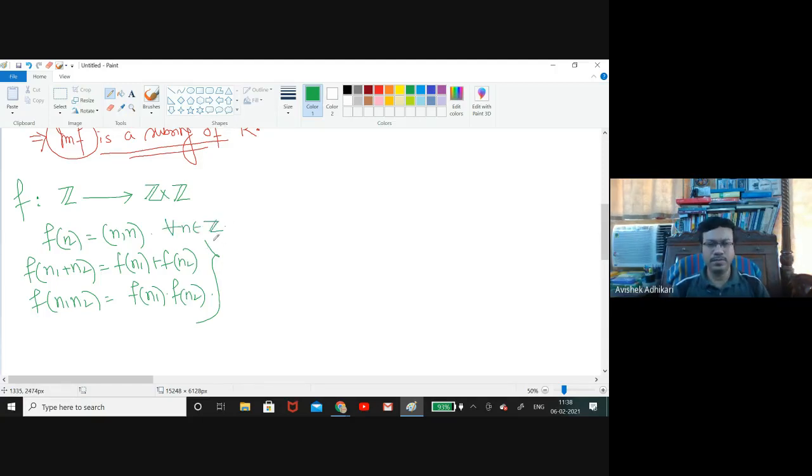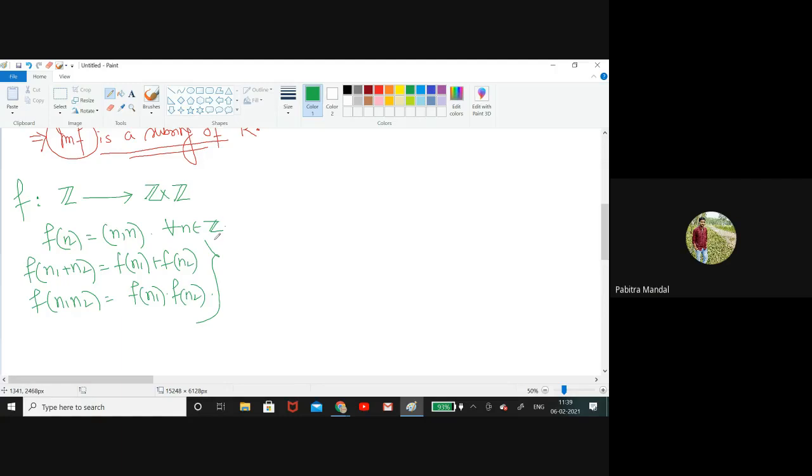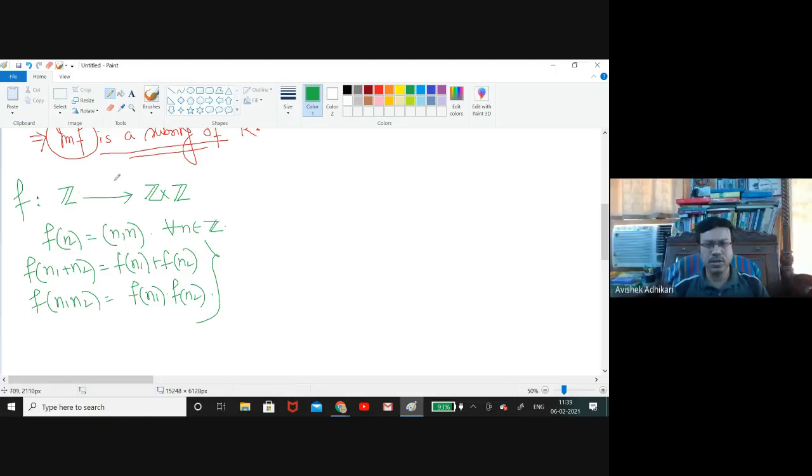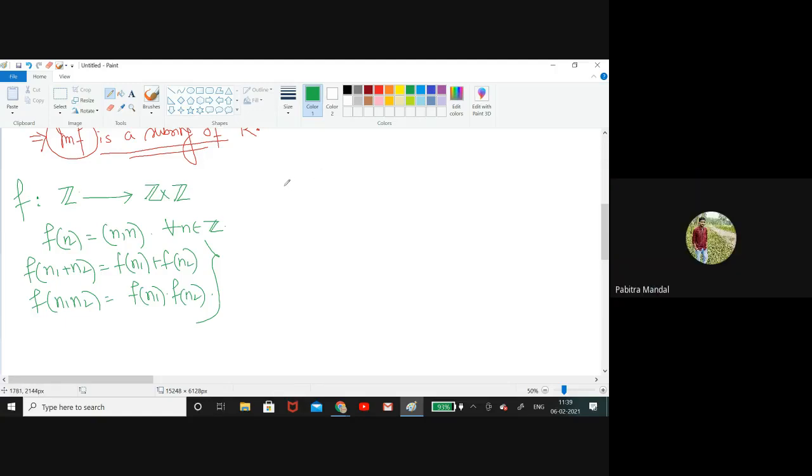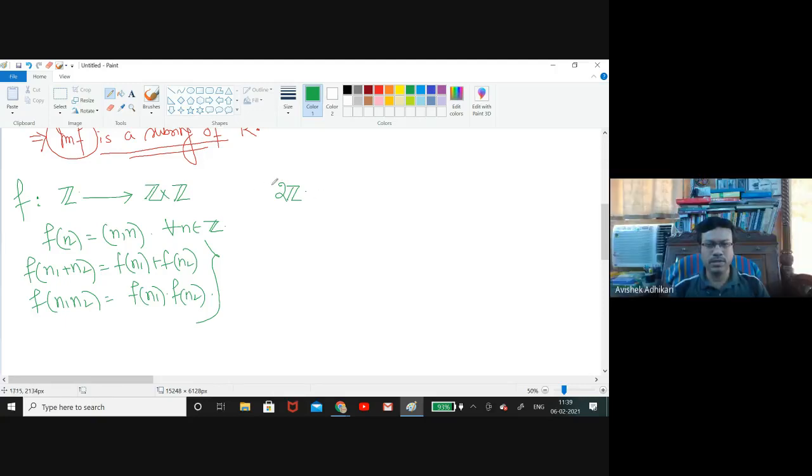Good. Then, sir, we know that in the ring Z, plus, dot, any subring like nZ is an ideal. If we take 2Z, 2Z is an ideal of Z. But the homomorphic image of 2Z is not an ideal of Z cross Z. Okay, you say that the homomorphic image of 2Z, what will this be?